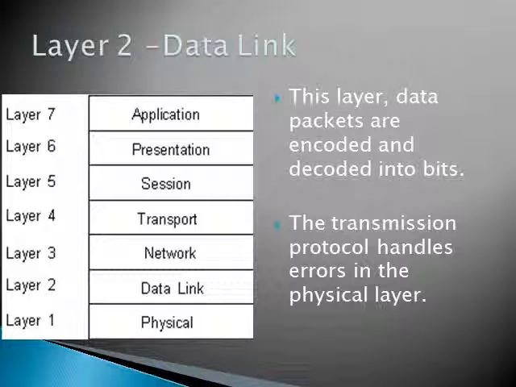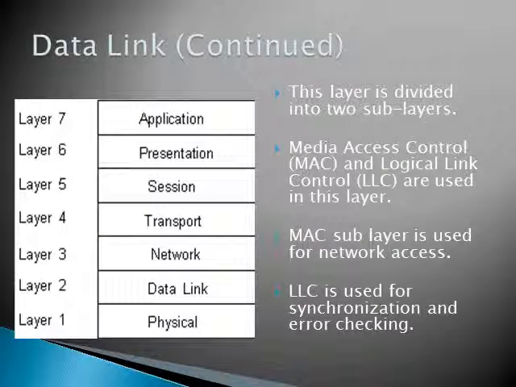Layer 2 is the data link layer. In this layer, data packets are encoded and decoded into bits. The transmission protocol handles errors in the physical layer. This layer is divided into 2 sublayers. Media Access Control, or MAC, and Logical Link Control, or LLC, are used in this layer. The MAC sublayer is used for network access, and LLC is used for synchronizing and error checking. The primary data unit at this layer is frame.